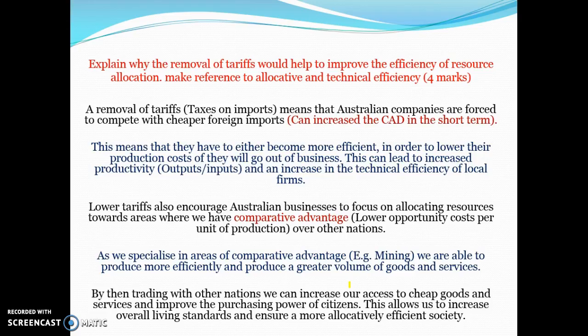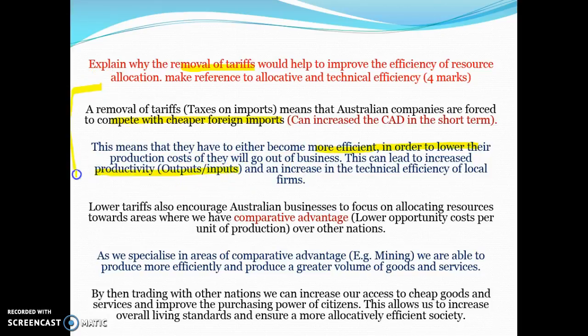Why would the removal of tariffs help to improve efficiency? So again, a question related to tariffs. Lower tariffs help to improve both allocative and technical efficiency. It will mean that Australian companies are forced to compete with cheaper imports. It means that we have to become more efficient to lower our prices and production costs, otherwise we'll go out of business. So we need to increase our productivity.